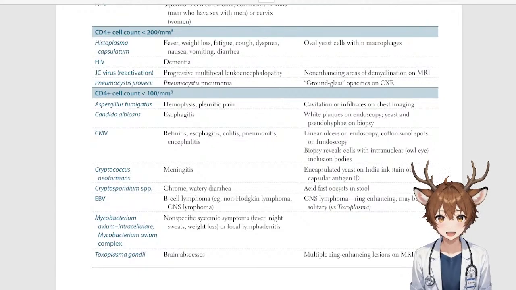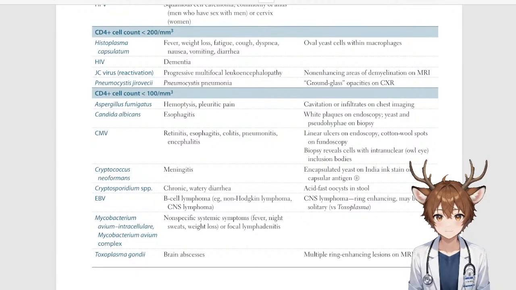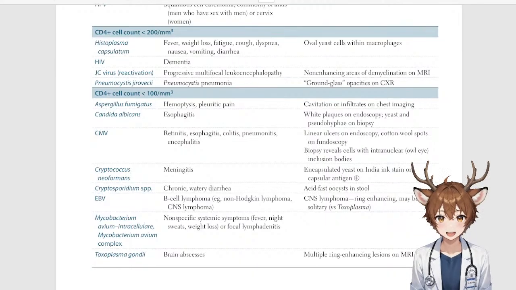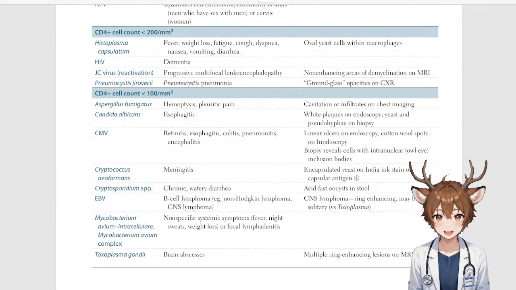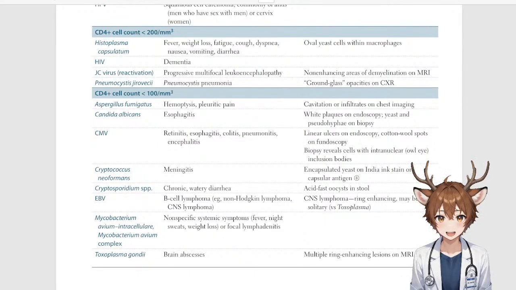CNS lymphoma leading to ring-enhancing lesions, I would imagine, maybe solitary, versus toxoplasma, which would be multiple. So toxoplasma would have multiple ring-enhancing lesions. For EBV, you would only have a singular ring-enhancing lesion.